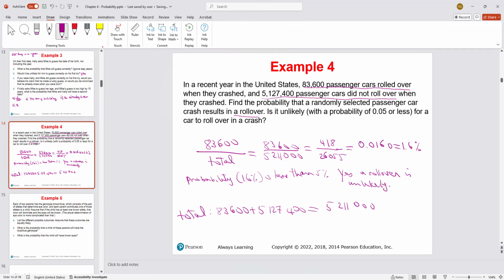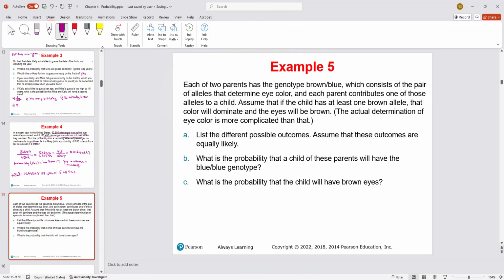So hopefully, for a car to roll over in a crash, you got this one and you like it. Let's do one more in this part before we move forward.